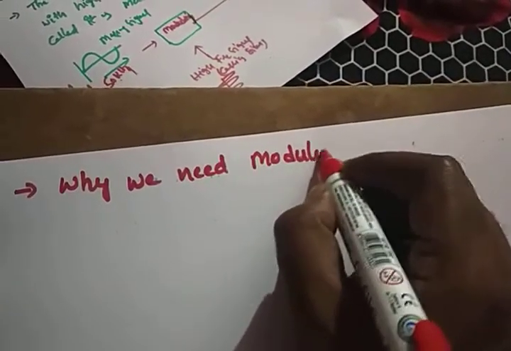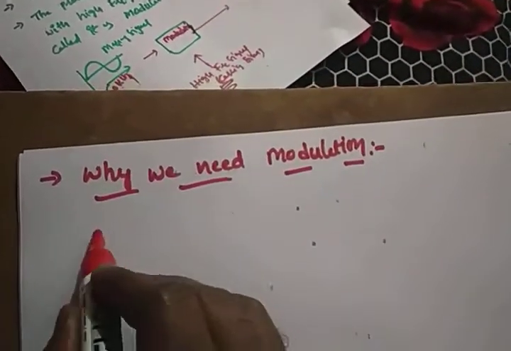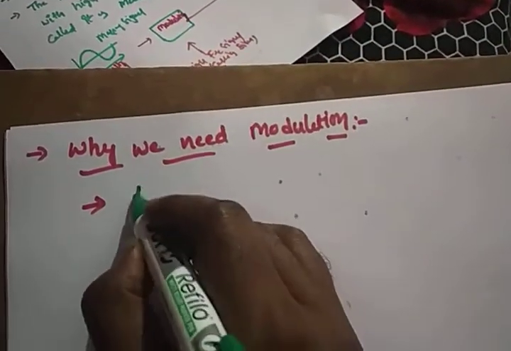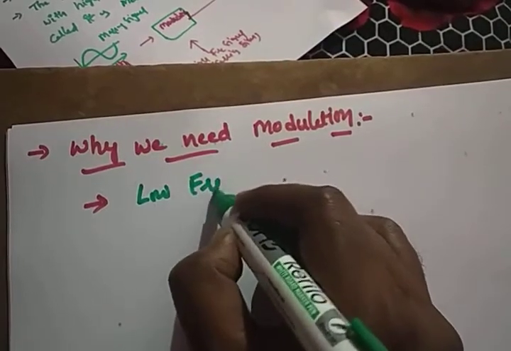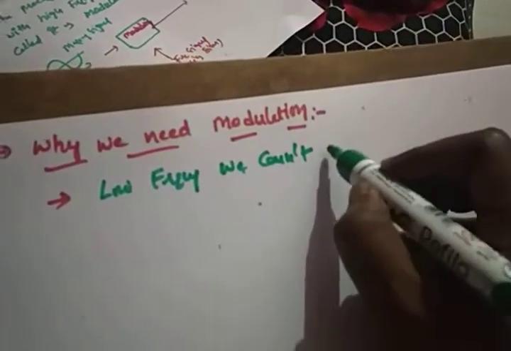Now we are going to see why we require modulation. Right? In that, the first point is over. That means a low frequency signal we can't transfer, but we need to transfer this signal, so we require modulation.